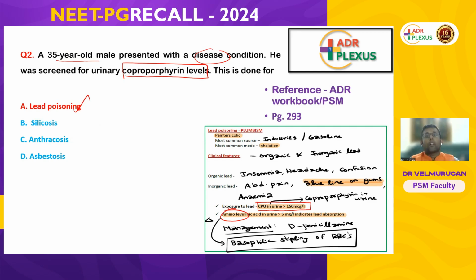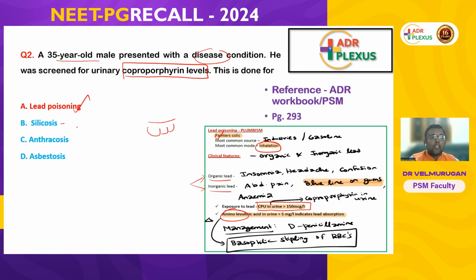Lead poisoning, how does it enter? Mainly, we inhale the lead. Before, it was seen in petrol; now it is seen in paints. So it is also called painter's colic, plumbism. It can lead to two types of effects, organic and inorganic. Organic, when it crosses the blood-brain barrier, causes insomnia, headache, confusion. Without crossing the blood-brain barrier, it causes anemia, pallor, abdominal pain. It can also cause a blue line on the gums.